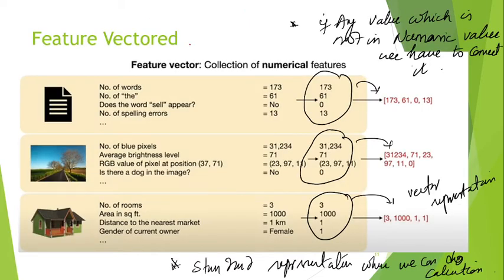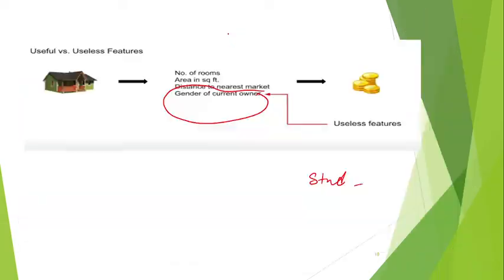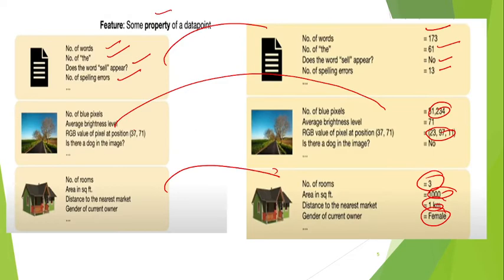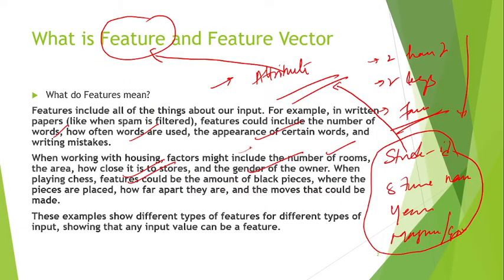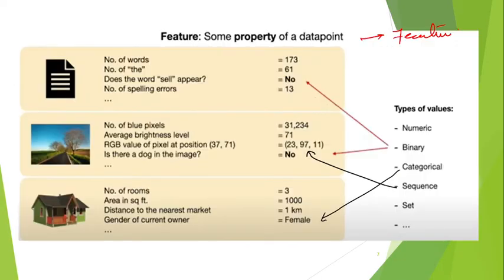Then feature vector. What do you mean by feature vectors? What do you mean by feature? Come down to here. What do you mean by feature? These are the features. Correct. Attributes. Now how do you get feature vectors?